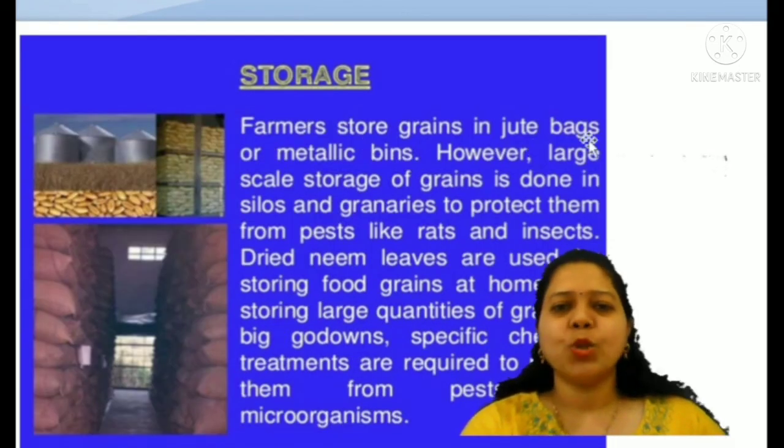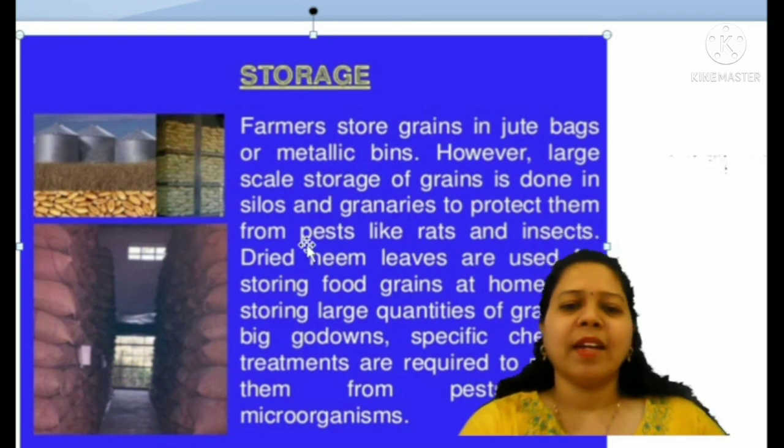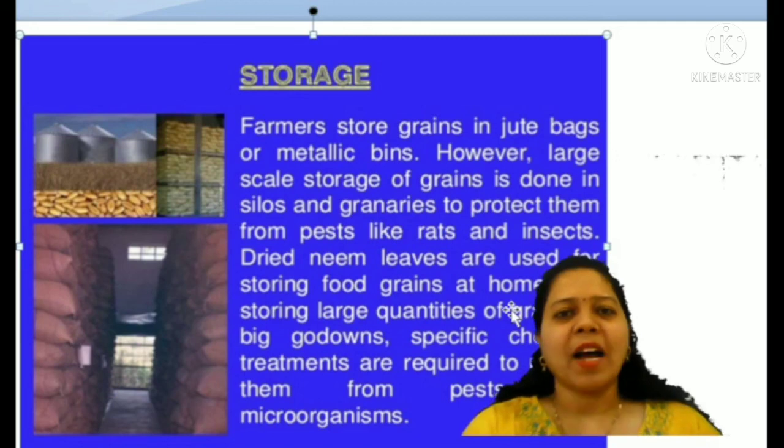Farmers store grains in jute bags or metallic bins. However, large-scale storage of grains is done in silos and granaries to protect them from pests like rats and insects. Dried neem leaves are used for storing food grains at home. We know that our mother dries the seeds before storing. Have you observed that neem leaves are used to store these grains? Why do we use these neem leaves? Because they prevent the growth of some microorganisms.